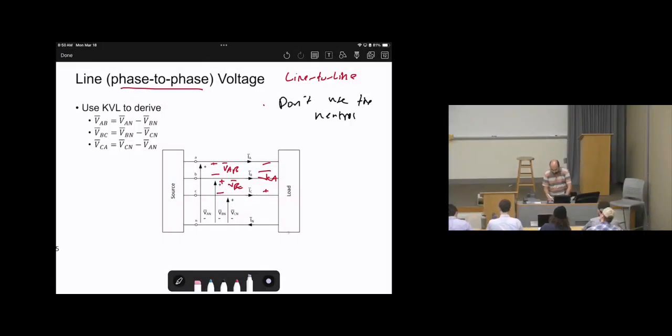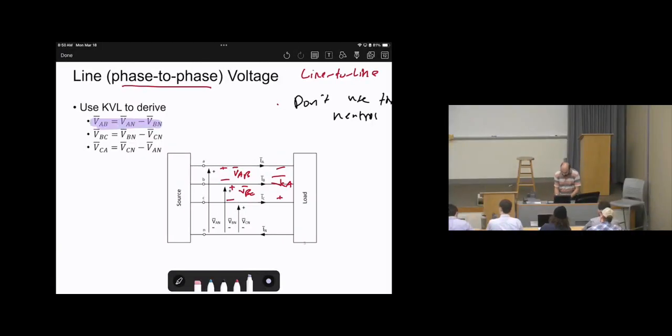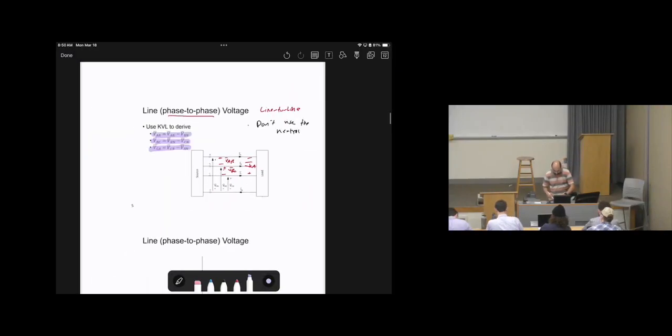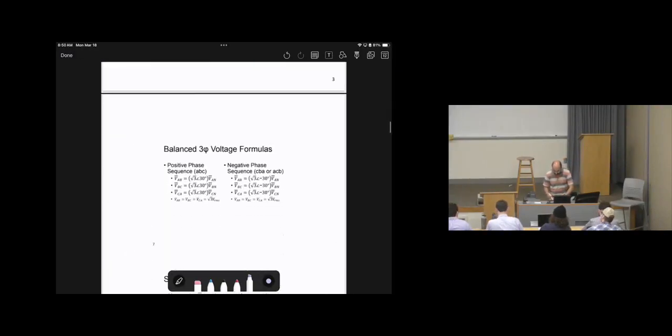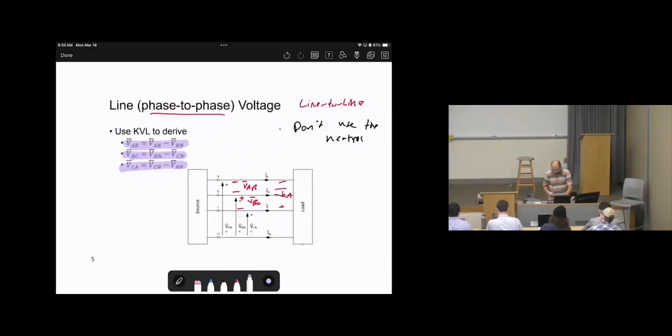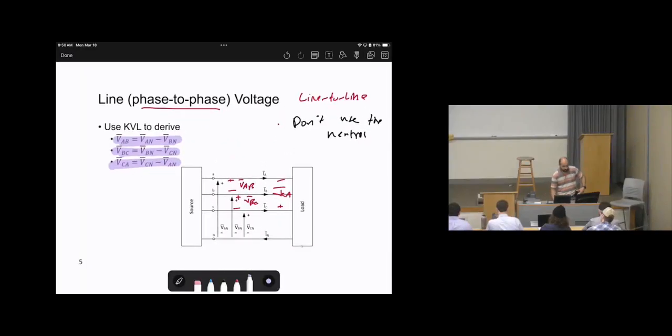So how can we do the calculation? VAB equals VAN minus VBN. VBC equals VBN minus VCN. VCA will be VCN minus VAN. We will discuss more details about this, but this is from line to neutral. Next we will talk about the balanced formulas for it in the next lecture.